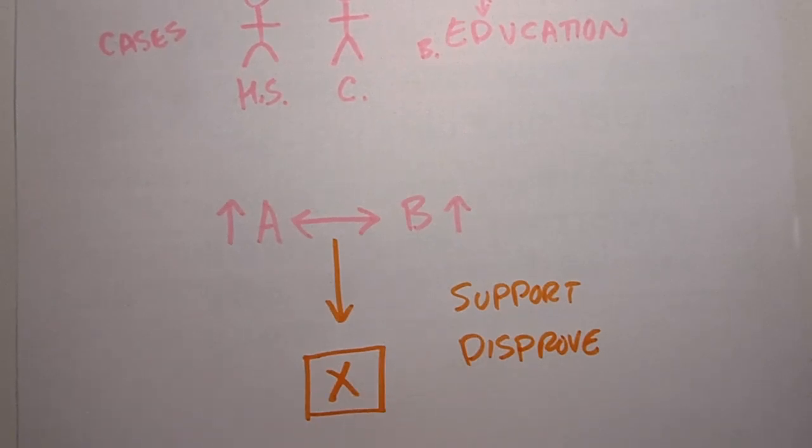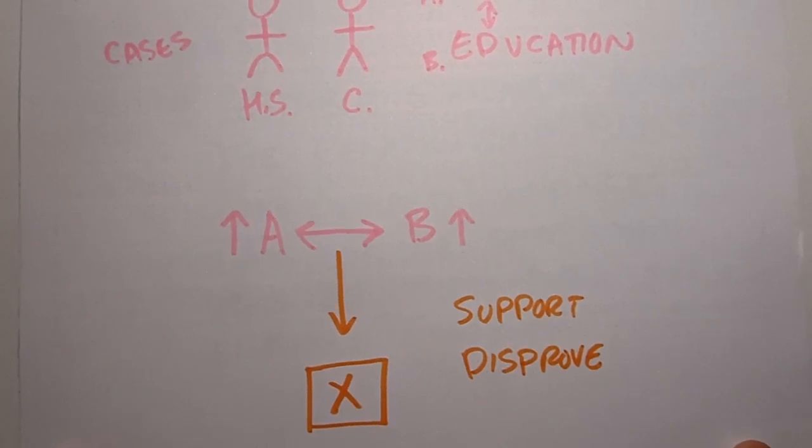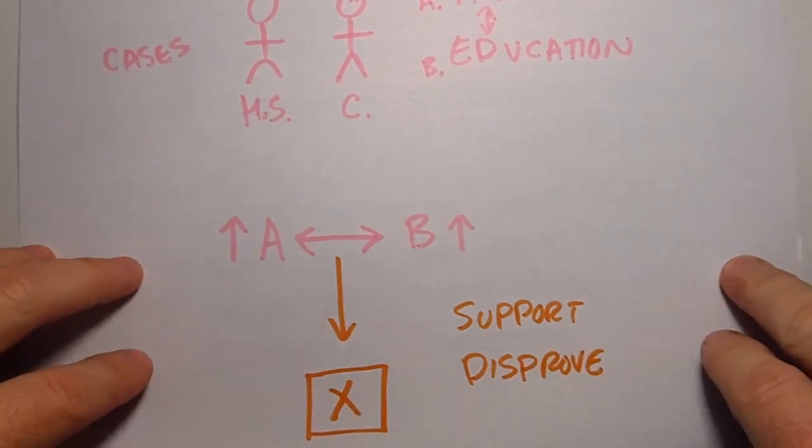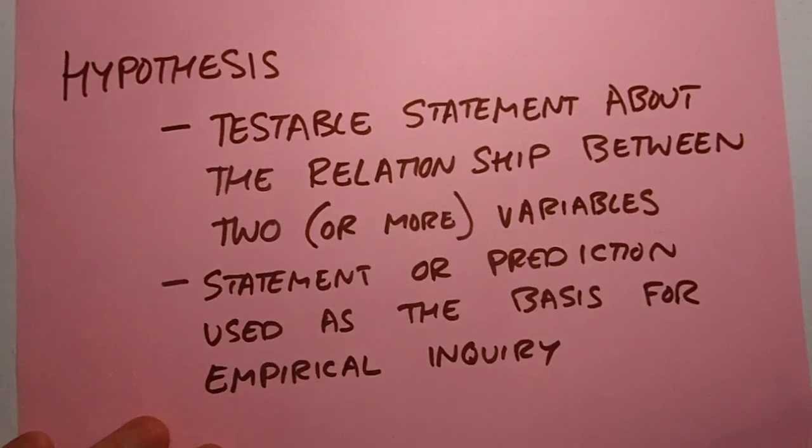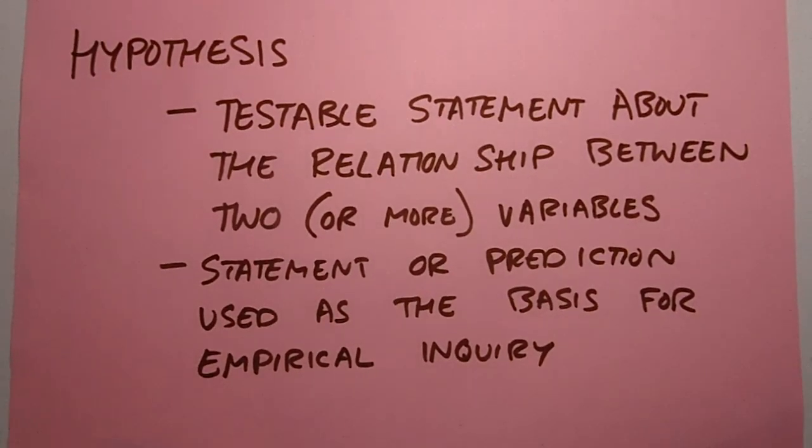Now again, in this example, it's pretty obvious. In most school systems, you get more education as you get older and older. It's so obvious that probably no one would even bother studying it. But it illustrates the idea. What is a hypothesis, and how do we use it in science? A hypothesis is a testable statement about the relationship between two or more variables. We test our ideas, our predictions about how things relate, in order to learn about them.